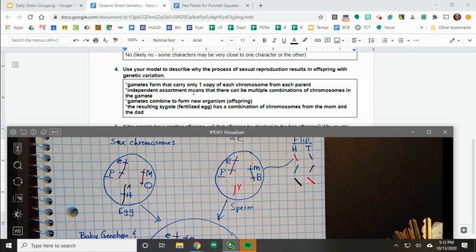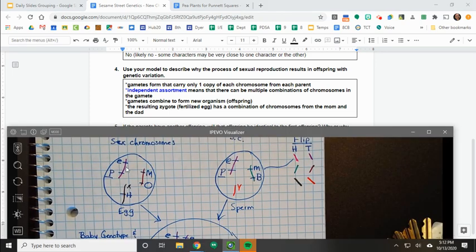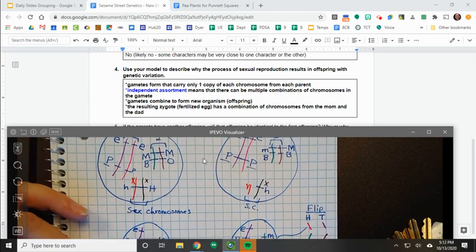Independent assortment means that there can be multiple combinations of chromosomes in the gamete. So independent assortment, I'm going to highlight that, independent assortment, that is kind of an important term here. That means that when we flip the coin for chromosome 1 and we flip the coin again for chromosome 2, the outcome for chromosome 1 didn't affect the outcome for chromosome 2. The outcome for chromosome 1 did not affect the outcome for chromosome 2.